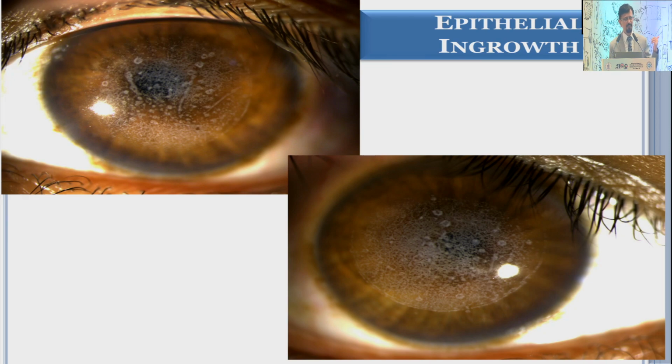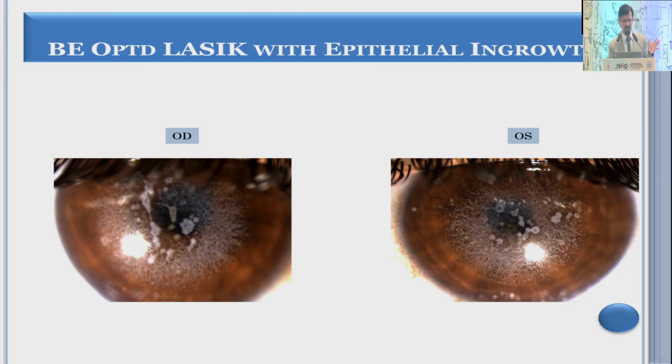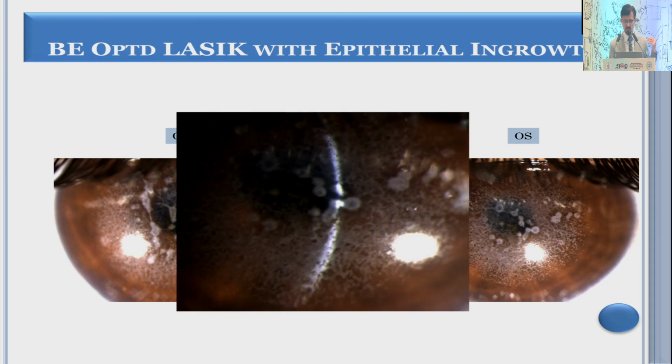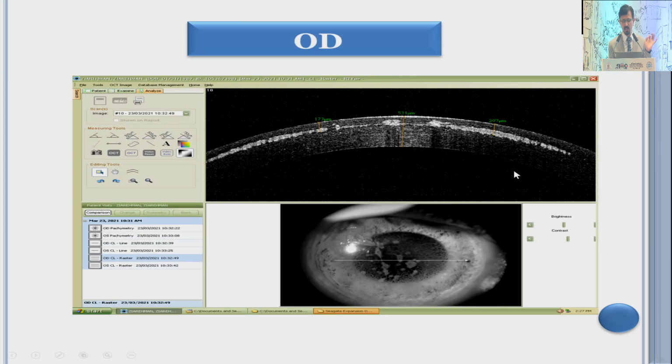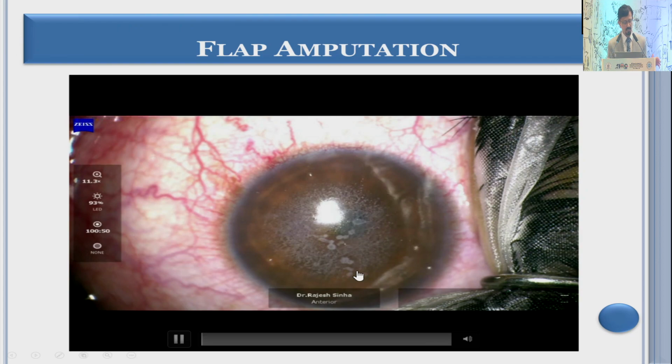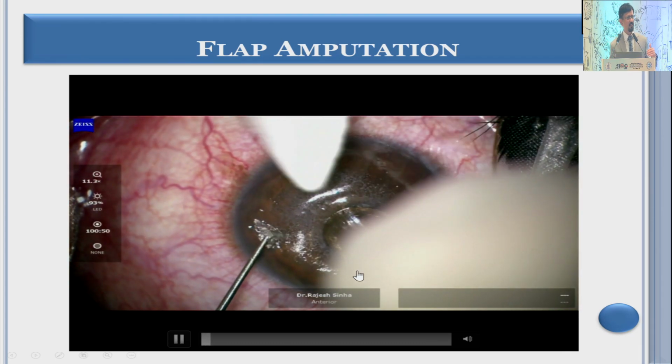But sometimes you can have a very bad epithelial ingrowth, which, if you see in this case, this patient was operated 11 years back outside this country. A patient came to me with this much epithelial ingrowth. And when we lifted the flap, we found out that the epithelium was actually entering into the flap. It was difficult to remove it from the flap as well. And if you just debride the epithelium, whatever you do, it will come again. In such cases, flap amputation should be done, because the risk of recurrence is very high.